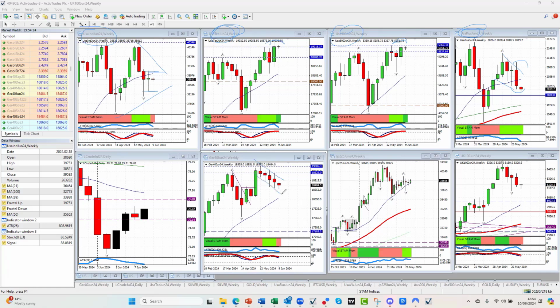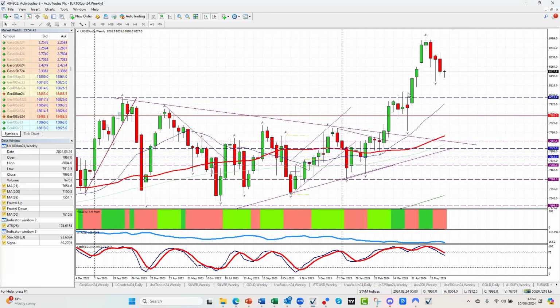DAX on the weekly, you can look at that here. That's just having hit those highs. You can see that's just drifting down. Indecision there for the last few weeks. It's a little bit of a flag, a little bit of a channel there. Be watching that. Even FTSE. All right, let's just have a little look a bit closer to home before we go on to the currency pairs.